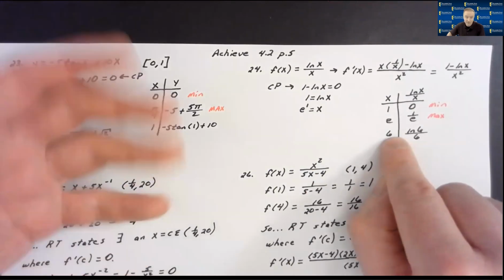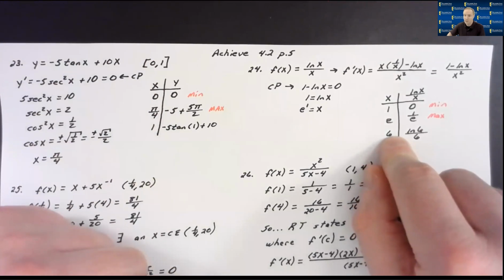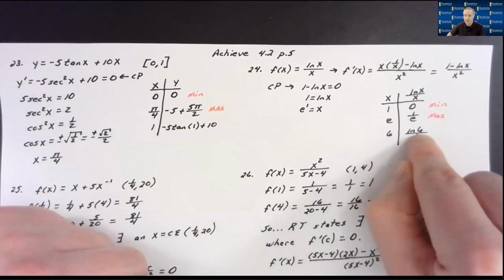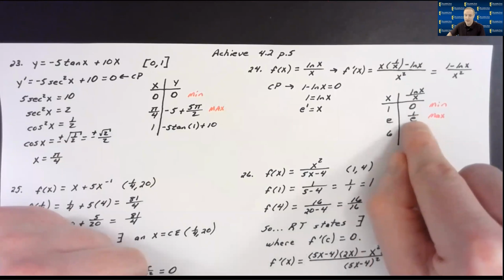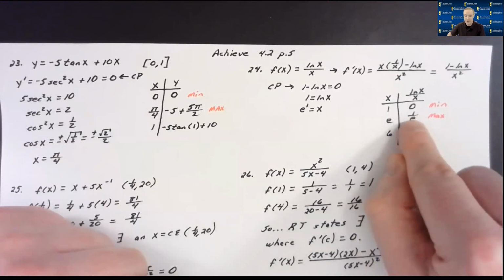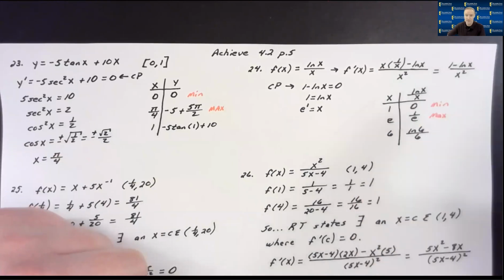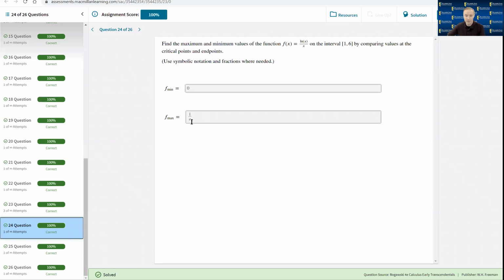And then at 6, you just get the natural log of 6 over 6. Now, I did have to go to my calculator because I wasn't sure that this was greater than that, but it is. Our 1 over e was slightly greater than the natural log of 6 over 6, so it's my maximum value. 0 is my minimum. And I went to Achieve. And you can see I put 1 over e for my maximum, 0 for my minimum.